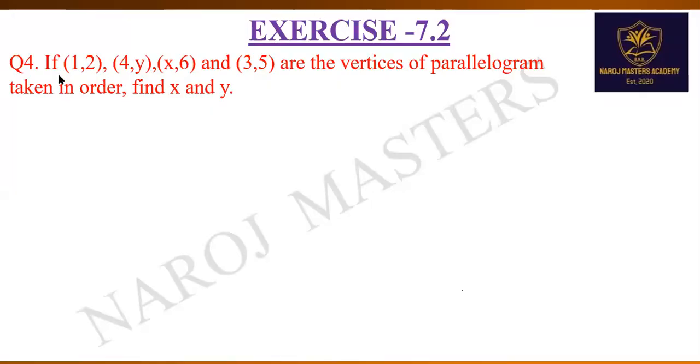Question number 4. If (1, 2), (4, y), (x, 6) and (3, 5) are the vertices of a parallelogram taken in order, find x comma y. Okay, to find the vertex x comma y, draw the parallelogram, and join these corners. Take them as A, B, C and D. So join the corners, the diagonals of this parallelogram.